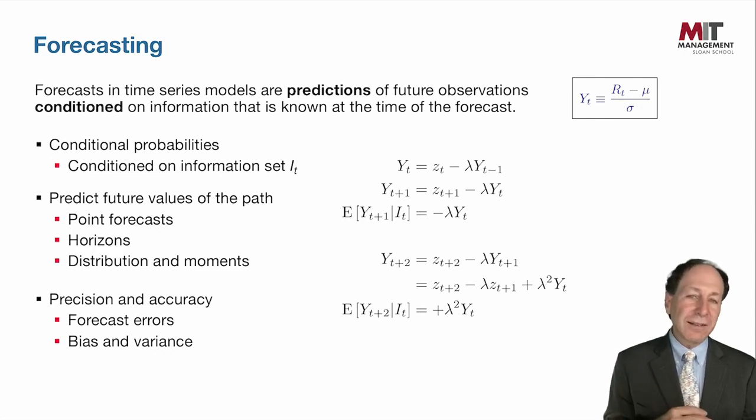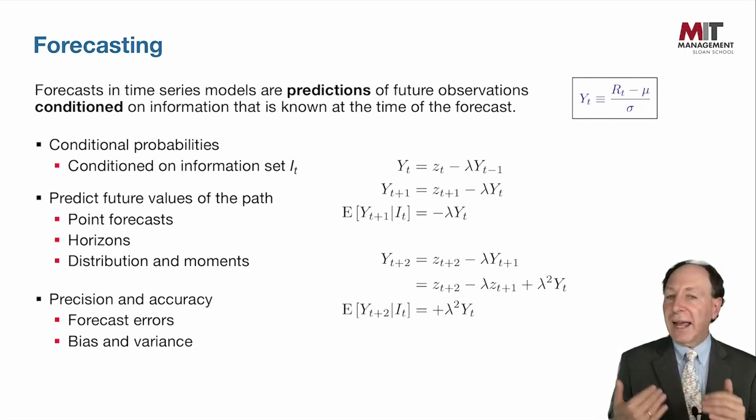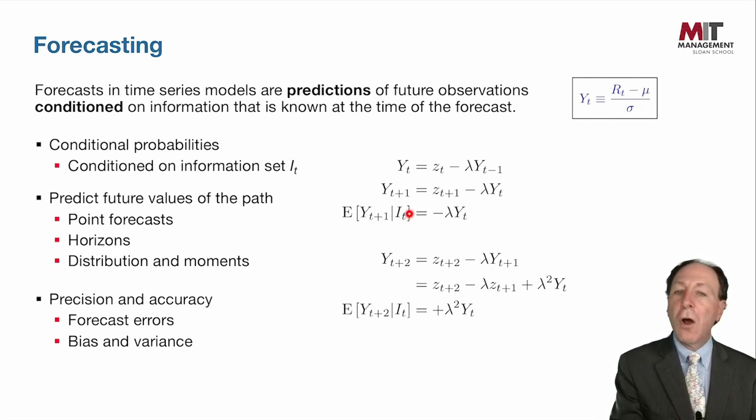Let's take a look at what the consequences are. When I take expectations of both sides of the equation, on the left-hand side, I have the expectation of y conditioned on the information set I sub t. On the right-hand side, the expectation of z is 0 because it's a standardized random variable. Its expectation is always 0. And this term now is a constant, because it's already been observed. So its expectation is just equal to itself. So it's minus lambda times y sub t.